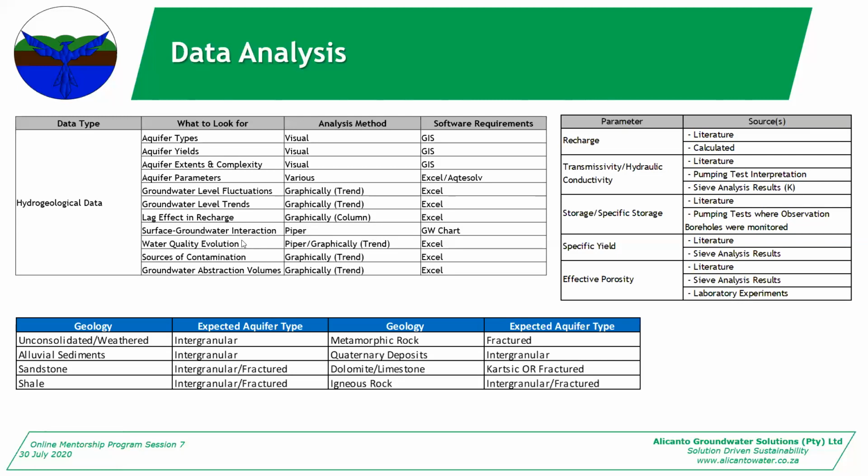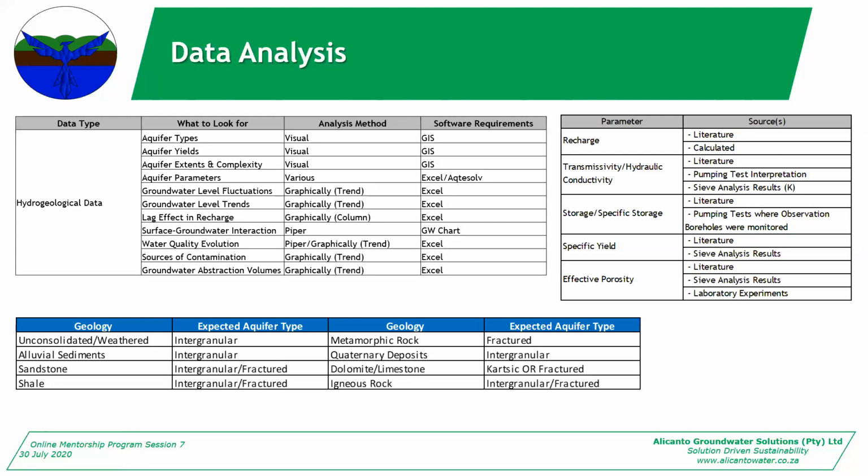So your surface groundwater interaction, typically you'll have a sample from a surface water body and one from a borehole. You can plot it in your Piper diagram just to see if they've got a similar signature. The software that I use is Groundwater Chart or GW Chart, which is a free program available from the USGS website. If you want something more conclusive, you can do isotope studies for surface groundwater interaction. But typically, Piper diagram gives you enough of a hint to say there is interaction or there isn't.